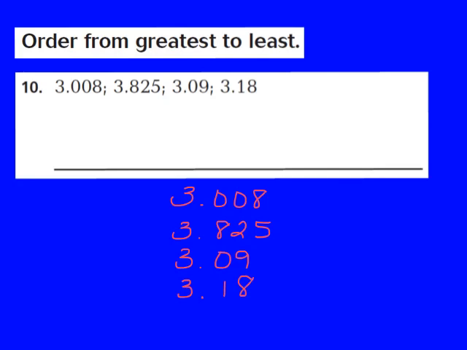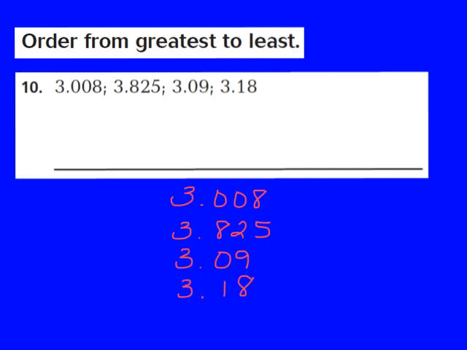Now, I need to make sure, once again, this is an important step, make sure that your decimal points are lined up. And once again, the reason you want to make sure your decimal points are lined up is to make sure you're comparing digits in the same place value position. And I know by looking at my numbers that my decimal points are lined up.